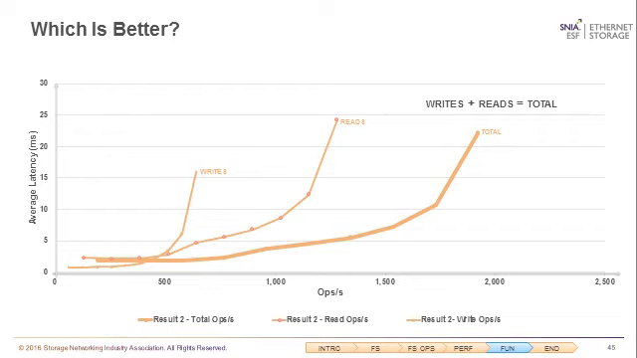Well, let me tell you what I see before you tell me. What I see in the orange is you put the formula in there that the reads and writes equal the total. So I look at it and see, okay, well, the reads are a little bit slower, but there are a lot more of them.